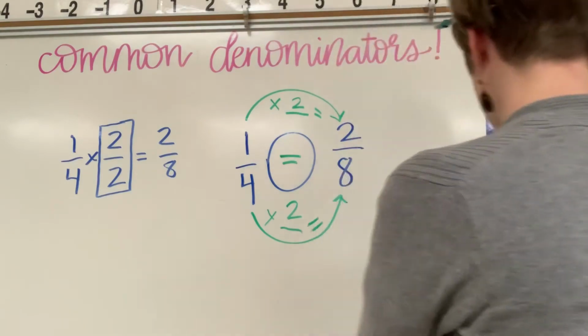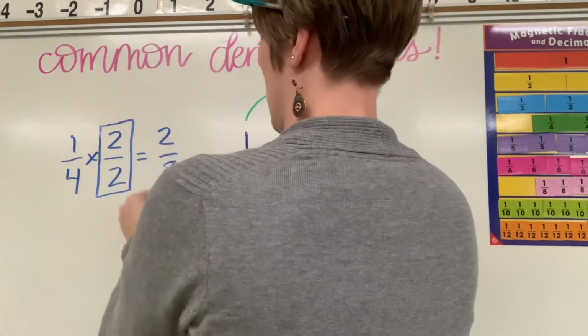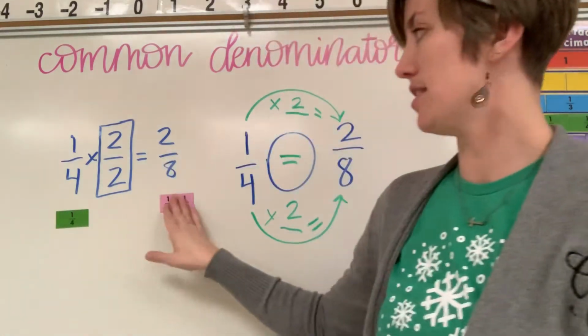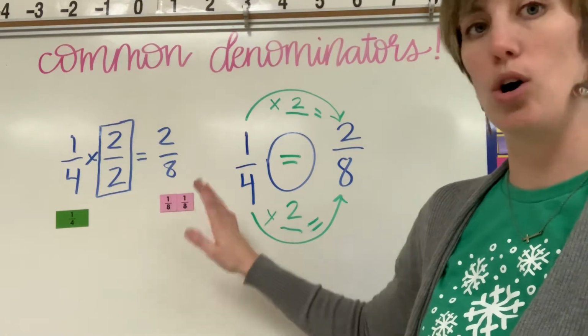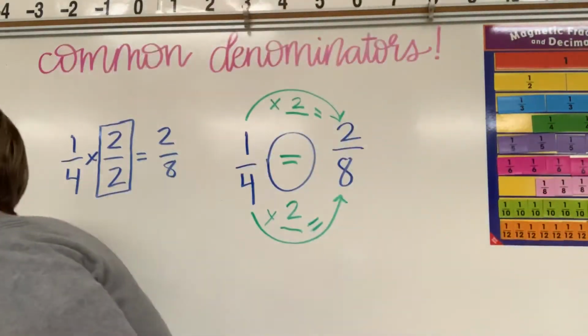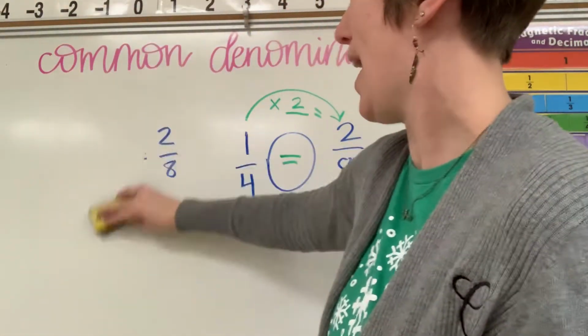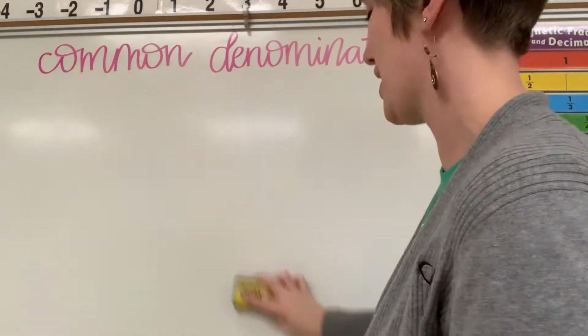This and this are the same thing. These two things are the same. We have just given this a new name. That's all we've done here. We've given this a new name. So let's talk about another one. This is how we find and solve for equivalent fractions.